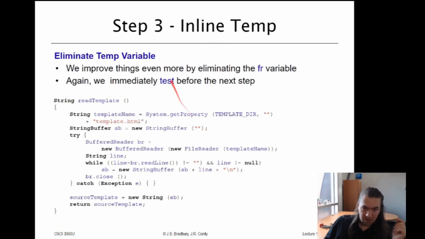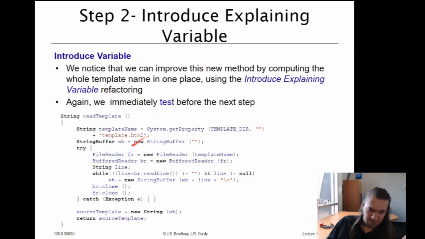Okay. Inline temp. So over here, we make a file reader with the template name thing, and then we pass it to our buffered reader. A whole bunch of readers going on here. Don't worry too much about understanding the nitty-gritty details of the code. We just really are concerned about trying to cut it down and minimizing how much extra stuff is here.